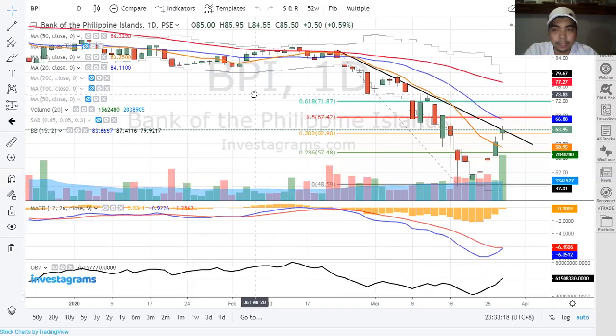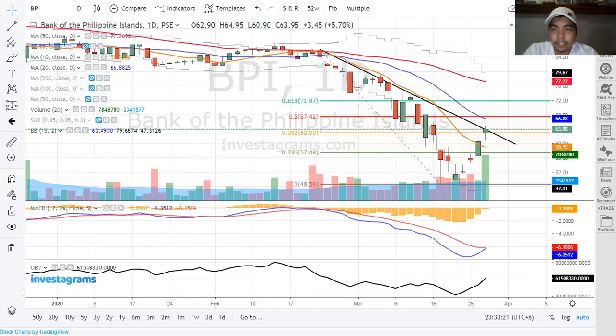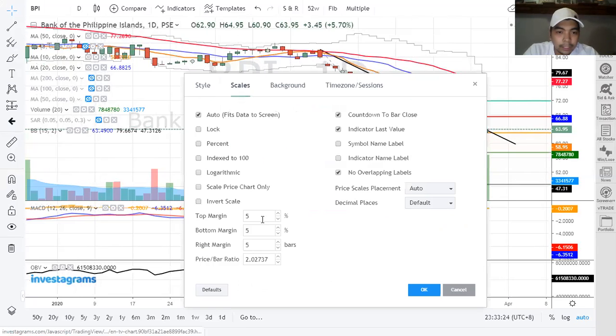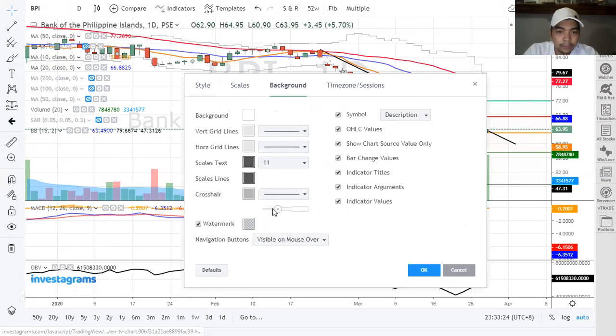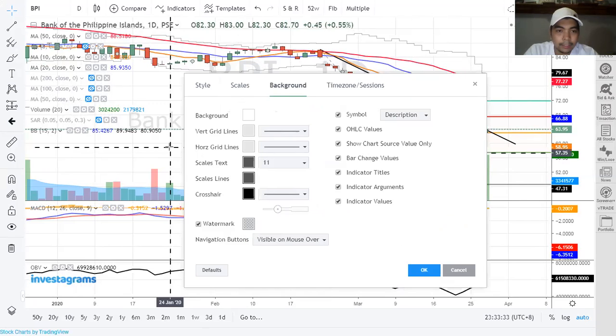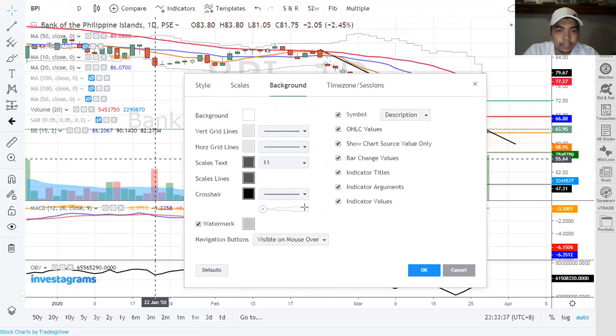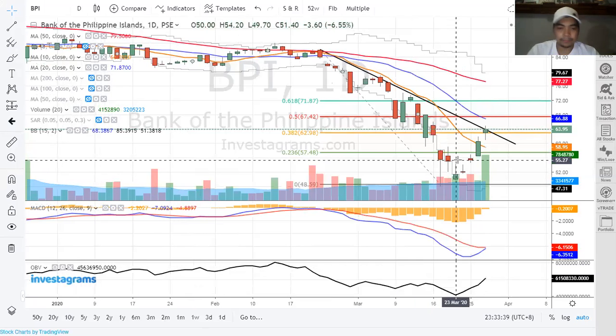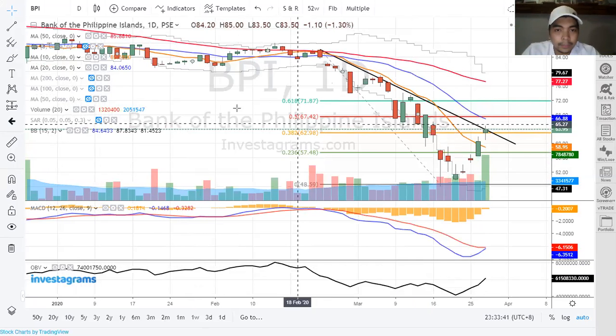As you can see, I'm using, by the way, let's enlarge the scales. Let's use a bigger one and the black. There you go. Medyo maliit lang. Okay. Here you can see the BPI.